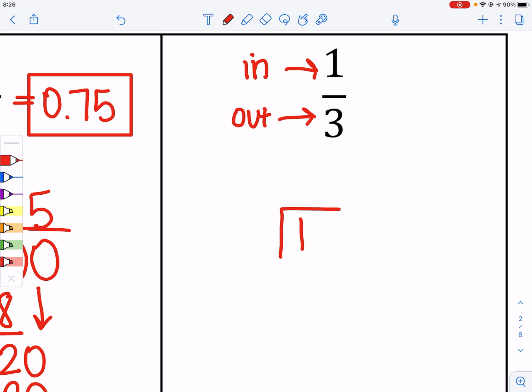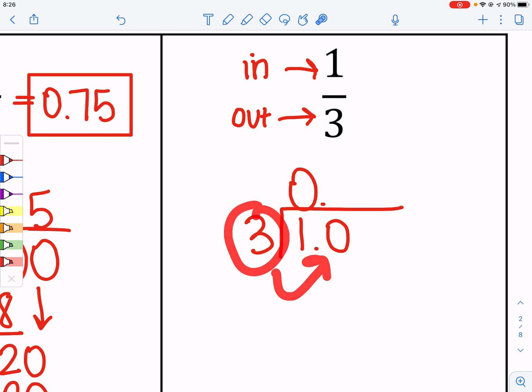1 goes in, the 3 goes out. Go ahead and do your long division for this one. What do you get? All right, so we do our long division here. How many times does 3 go inside of 1? Well, 3 fits into 1 0 times, so put a 0 and a decimal. Add a 0 behind the 1 right here. And now you're checking how many times does 3 go into 10. Well, 3 goes into 10 3 times.